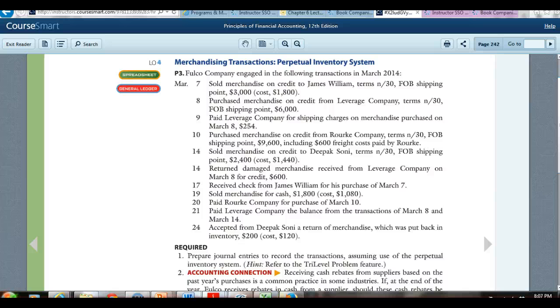What do you think we're going to need to do here, guys? Let's talk it out. What's it telling us? Did he give us cash? Credit. So accounts receivable is the debit. What's the credit? Merchandise inventory. Not yet.